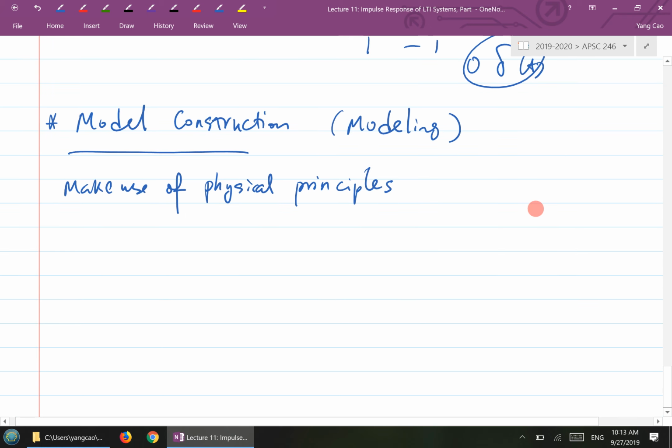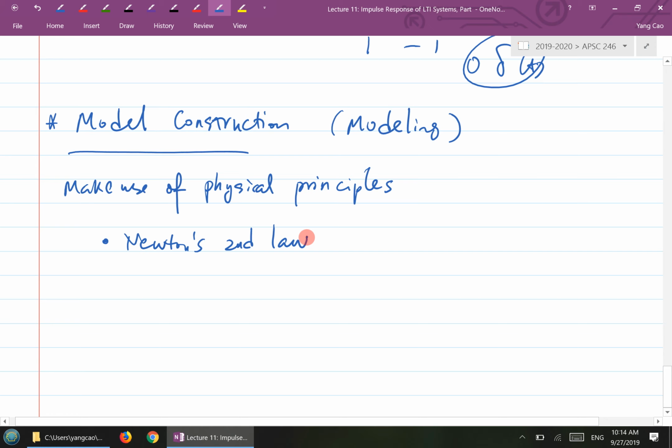Okay. So what are the principles that you can make use of? Here's a few that you have to learn. First one, Newton's second law. Newton's second law is a very common one to use to describe dynamics of a system, right?